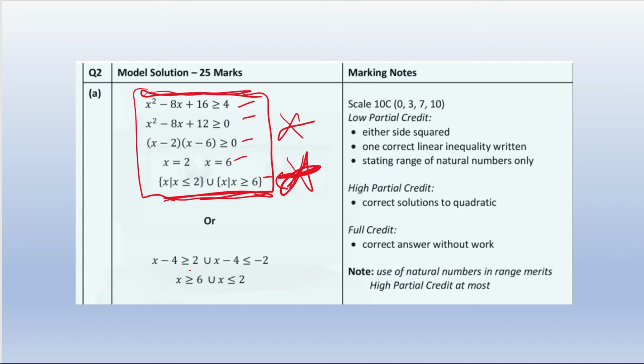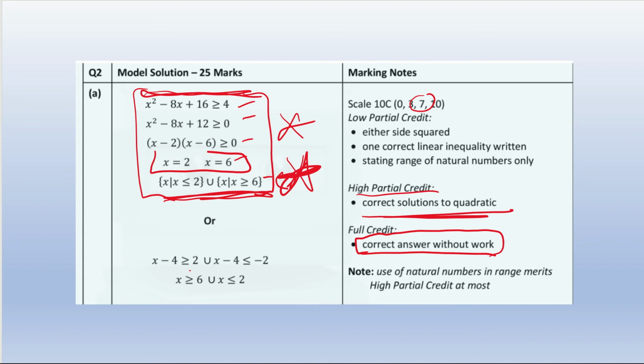If we look at just the marking scheme, you get full credit for a correct answer without work, so you don't often see that in a question like this. I'm just going to point you to your high partial credit, which is your 7 marks in this question, for your correct solutions to the quadratic. So if you got down as far as here and stopped, you lost 3 marks for not going the one step further. That would be an awful shame, to lose 3 marks for just not finishing the question out.